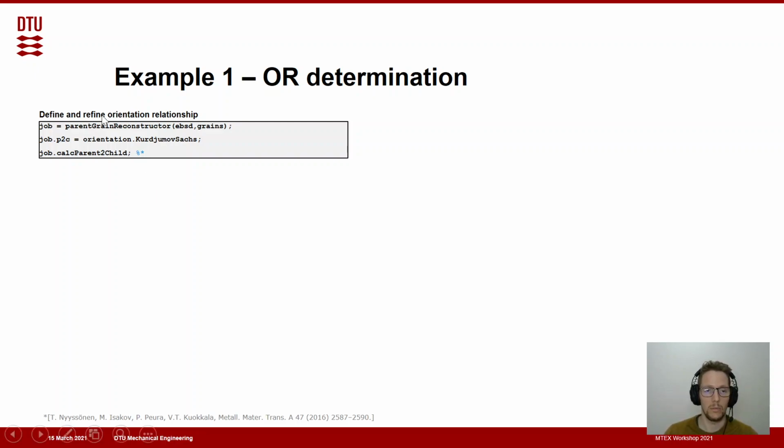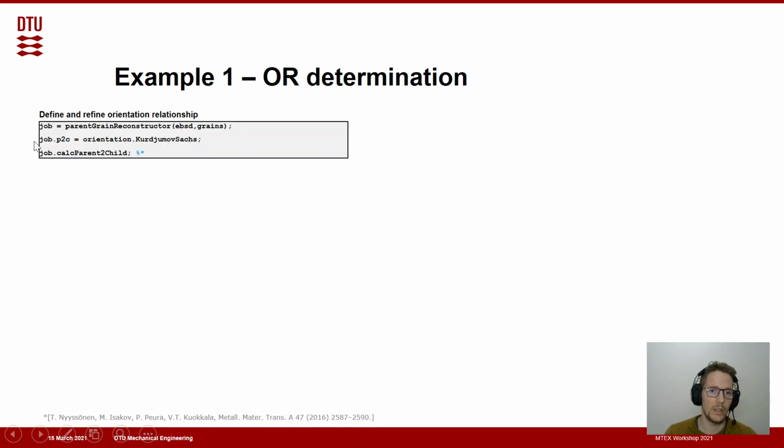So we start with a command called parentGrainReconstructor. This is the new class that has been implemented to manage all the reconstructions. So you put in your EBSD data set, you put in your grains that you've reconstructed before, and then you make an object called job. And in job, you have all the stuff you want to know about the reconstruction.